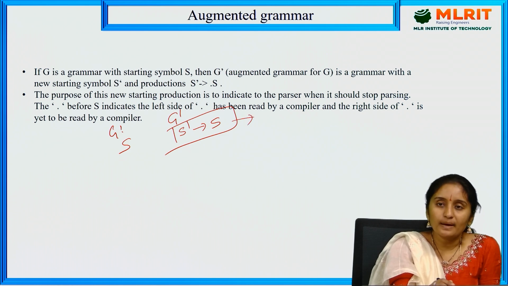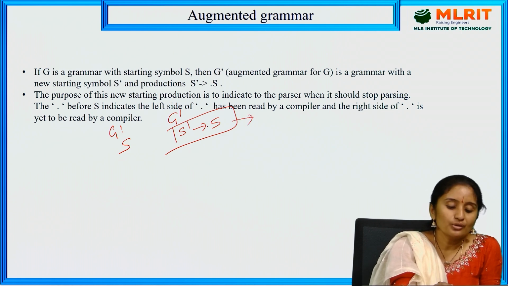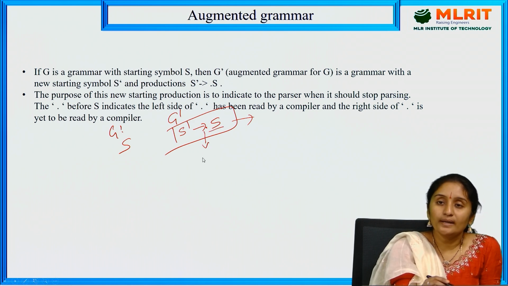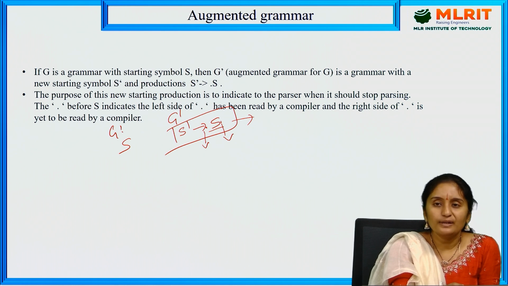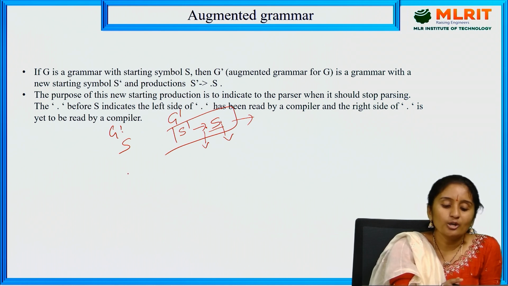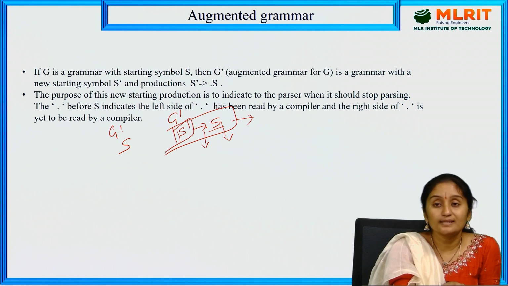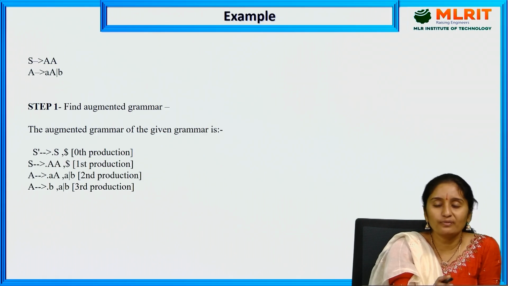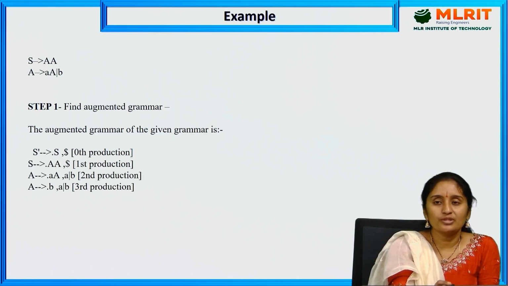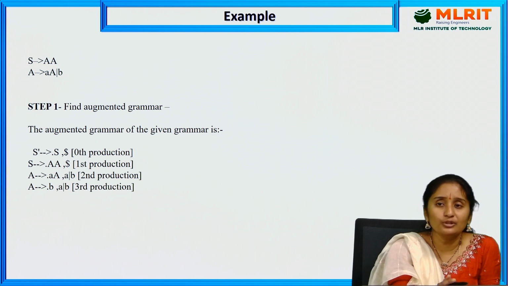It indicates to the parser when to stop parsing. So the dot before S indicates that it is already read by the compiler. After S, the dot means it is yet to be read by the compiler. So this is the difference between the original grammar and the augmented grammar. Augmented grammar is represented with S dash. It shows the difference between the original grammar and the new grammar.